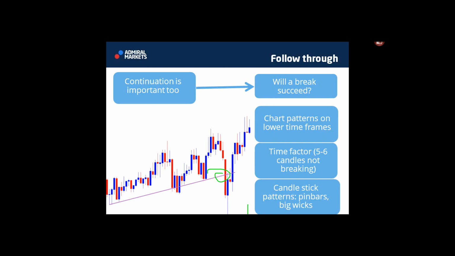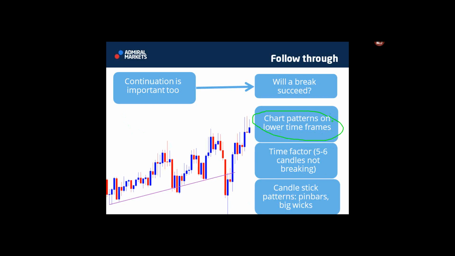So that's why 5 to 6 candles. That's the time I'm giving it. If it doesn't happen, I'm market exiting or trail stopping it and being very demanding and not giving it a lot of space anymore.